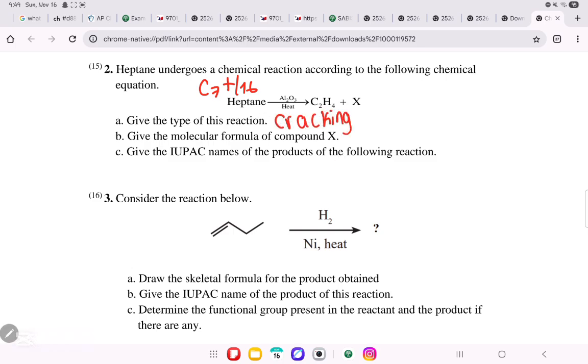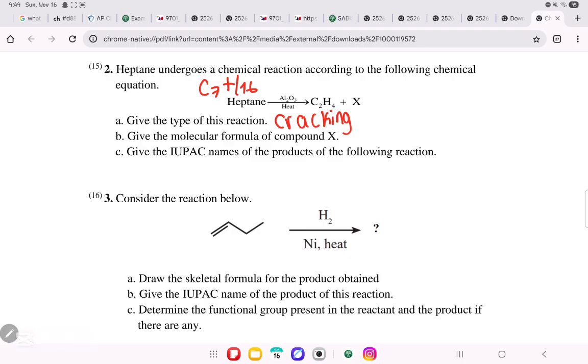How did I know it was cracking? Because from a larger alkane, it formed what? It formed a smaller alkane in addition to an alkene, okay? So cracking is when we take a larger alkane and we break it down into a smaller alkane in addition to the alkene. Give the molecular formula of compound X.